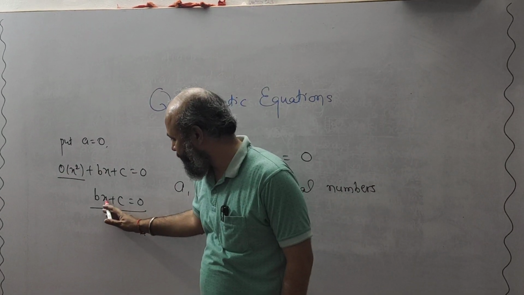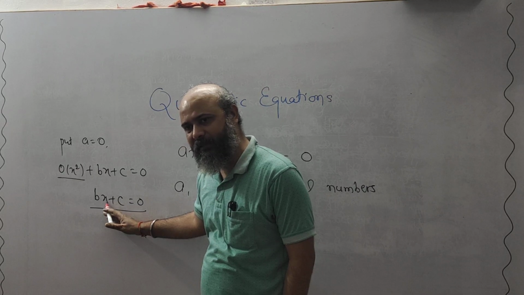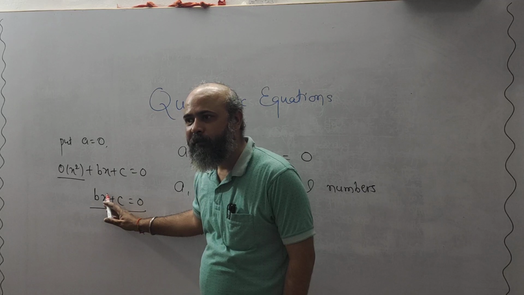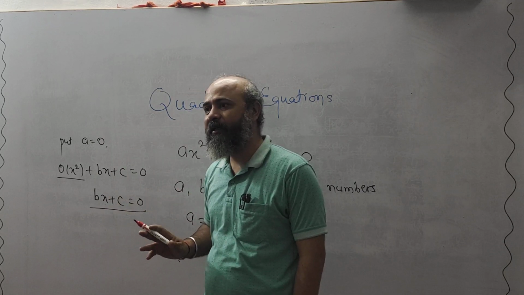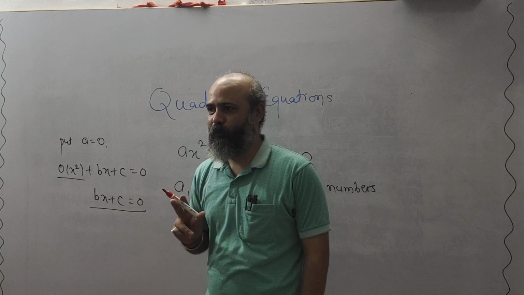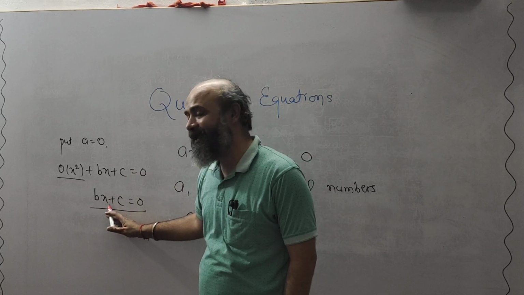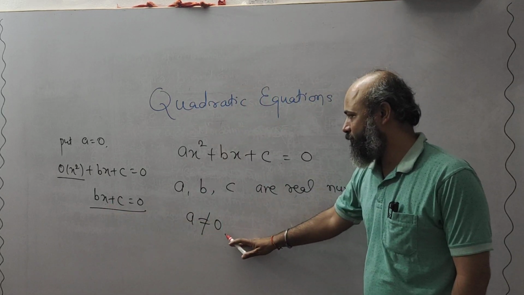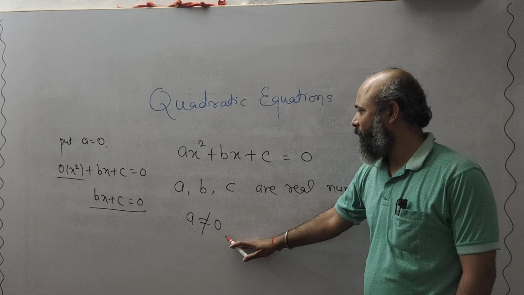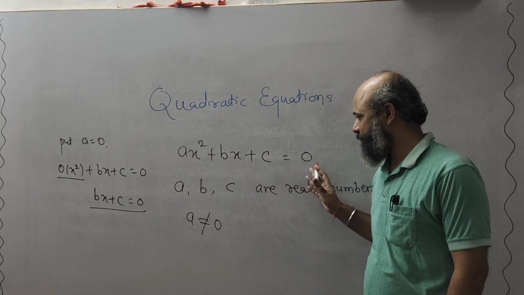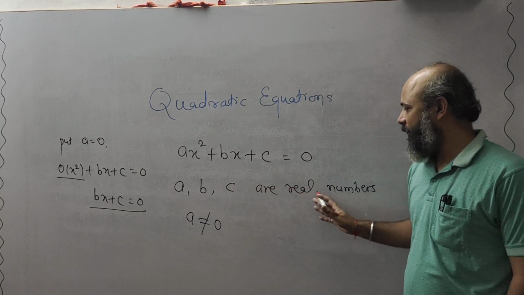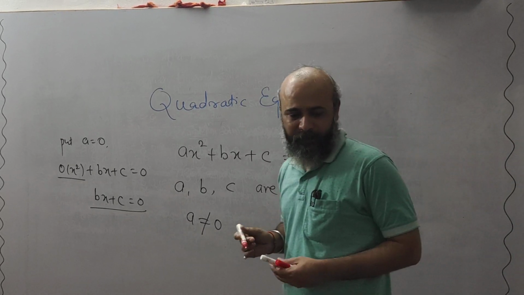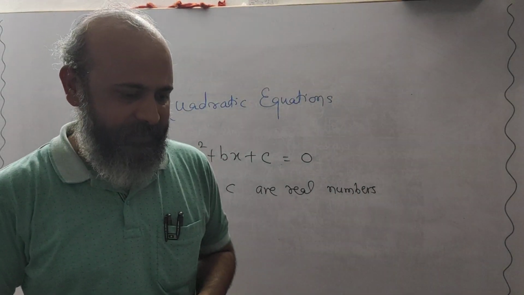Because here x is the variable, and the highest degree of the variable is 1. For a quadratic equation, the highest degree of the variable should be 2. But here it is 1, therefore this becomes a linear equation in one variable. Okay student? Therefore, provided a is not equal to 0. So our quadratic equation is ax² + bx + c = 0, where a, b and c are real numbers and a is not equal to 0. Clear?